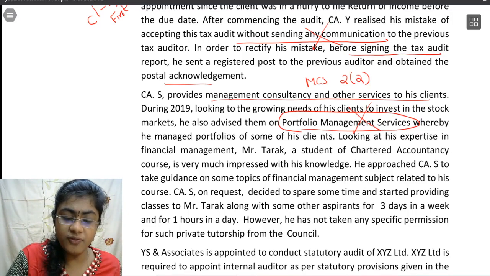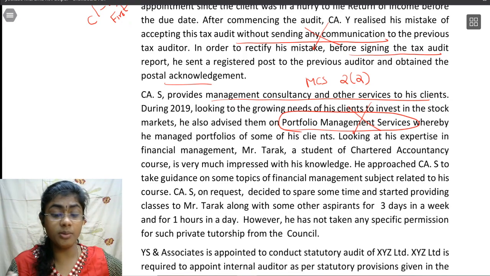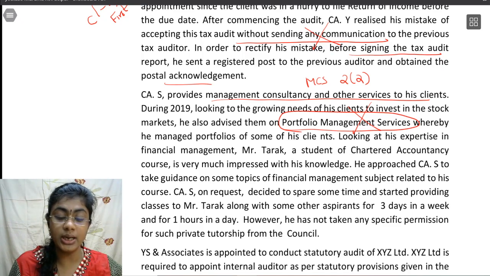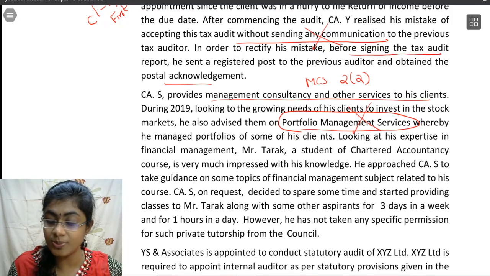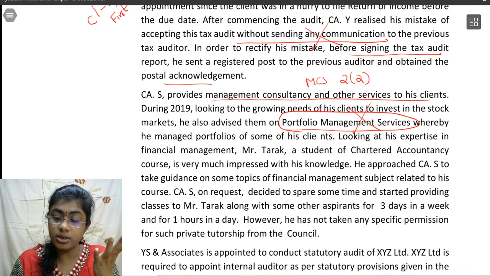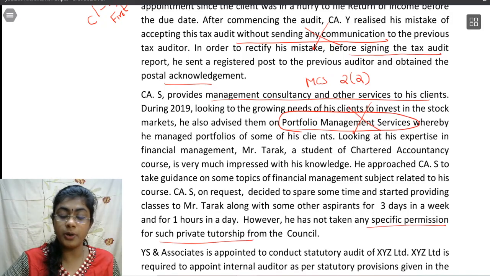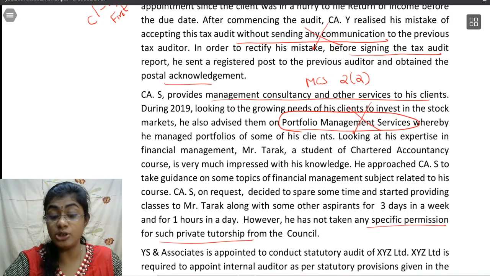Looking at his expertise in financial management, Mr. Tarak, a student of the Chartered Accountancy course, is very much impressed with his knowledge. He approached CAS to take guidance on some topics of the financial management subject related to his course. CAS, on request, decided to spare some time and started providing classes to Mr. Tarak along with some other aspirants for 3 days in a week and for 1 hour in a day. However, he did not take any specific permission for such private tutorship from the council.